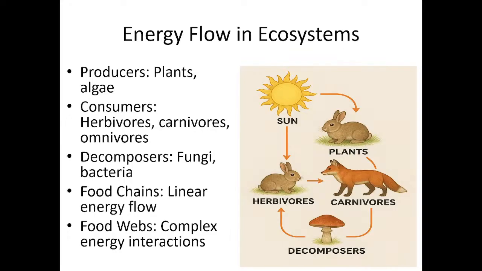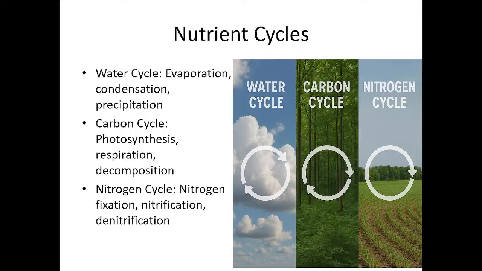And what do we mean by food chain? That is the linear flow of energy. It's called the food chain. And the food web, that is a complex energy interaction. And the next thing is to consider how nutrients are recycled.